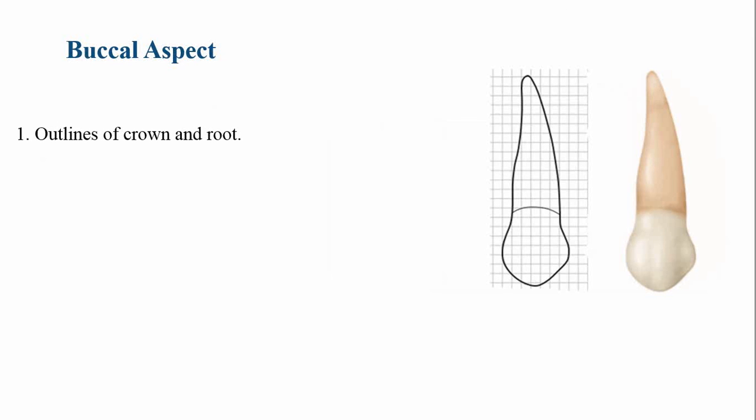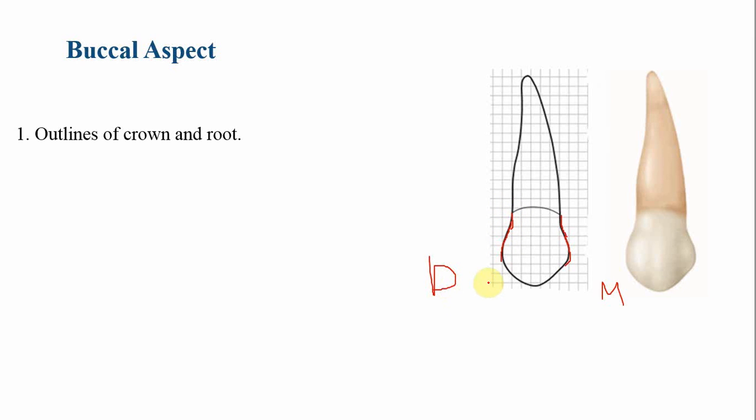The general outlines of the crown and root. This is the mesial and this is the distal aspect. Usually the cervical line has less curvature than the curvature found in the anterior teeth. Also, the mesial outline is slightly concave below the cervical line, then becomes convex at the broad mesial contact area, while the distal outline is straight below the cervical line, then it becomes convex around the distal contact area.